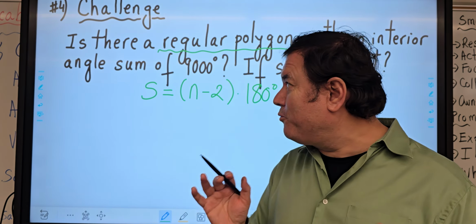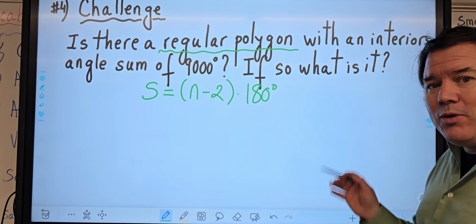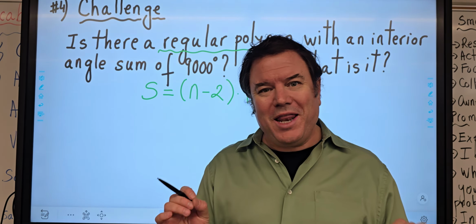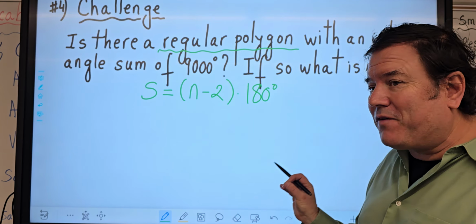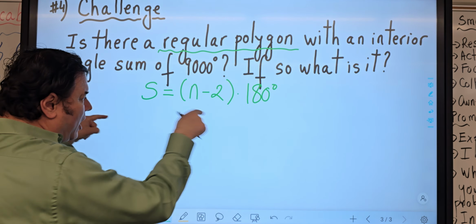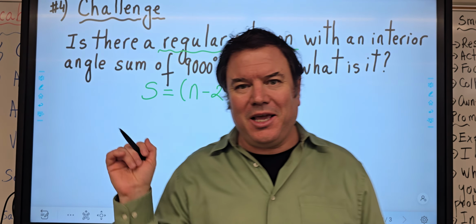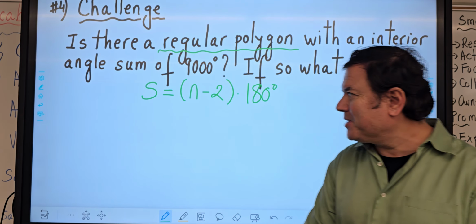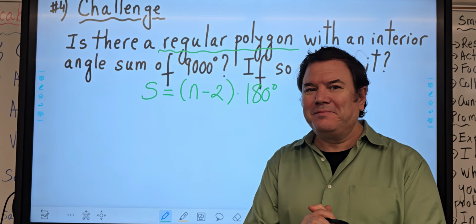Take a few seconds or a few minutes and see if you can tackle this problem, and then we come back. I'm going to give you a few minutes here for you to think about this problem and see if you can find the answer. But don't forget, start with this formula. Always start with the formula for the interior angle in any polygon. Think about that, and then we come back.